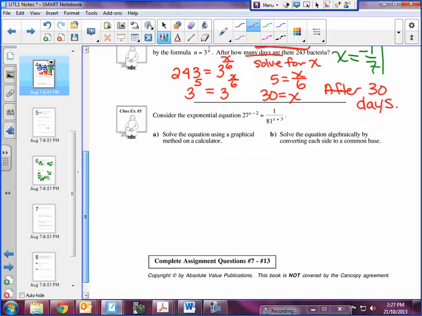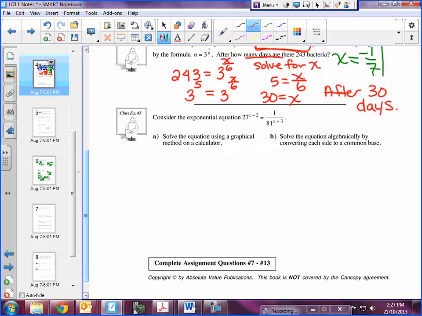If you wanted to graph it and then find your intersect, you could do that as well. So you could graph 3 to the exponent x over 6, then graph 243, and find that intersect. That would also solve it for you. So that could be a good check during the test. There are 2 different ways to do it. If you get the same answer, you're probably right.